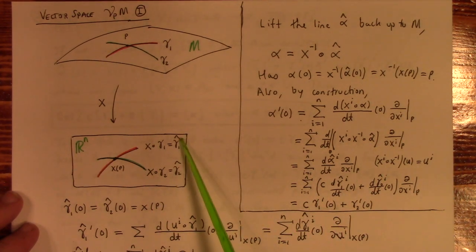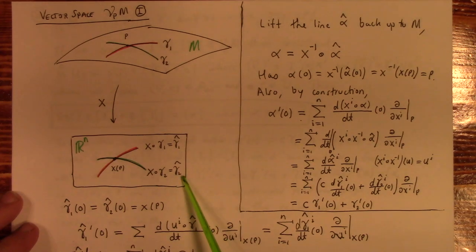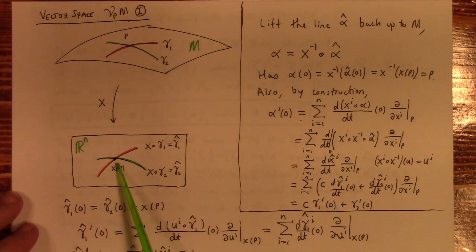And so if I look at the coordinate curves, gamma hat, gamma 1 hat, gamma 2 hat, notice that they're based at x of p. And specifically, here are the formulas for them.